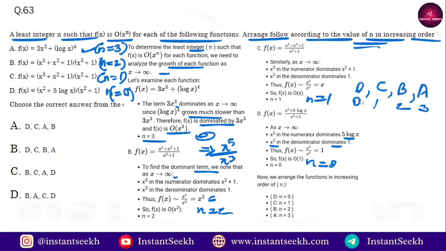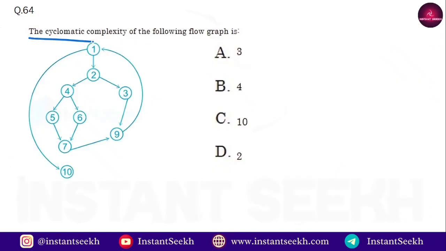So your correct pattern will be D C B A. That is, option number B will be your right answer for this particular question. Let's start with question number 64. The cyclomatic complexity of the following graph is what?